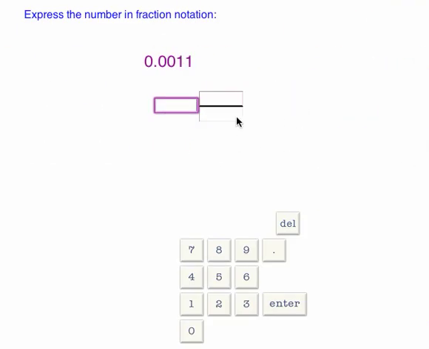All right, we'll do this last one. The whole number is 0, and then you ignore any zeros that come before the number. So we read the number 11, so the numerator is going to be 11, and the denominator is what the last decimal place is, which is tenths, hundredths, thousandths, 10,000ths. Okay, and that's how we express decimals in fractional notation.